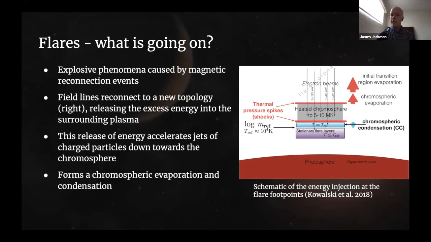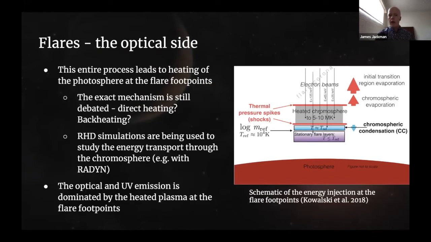I say some studies have suggested this because it's also been suggested that the photosphere may also be directly heated by those electron beams, by those non-thermal particles coming down from the initial reconnection event. As these electron beams accelerate down, they may punch straight through the chromosphere and reach down into the photosphere, directly heating it and giving rise to that white light emission that we've been hearing about today. And the exact mechanism is still being debated.